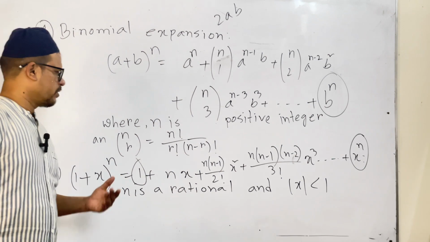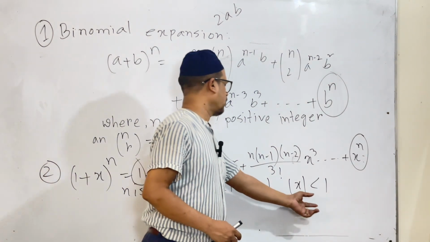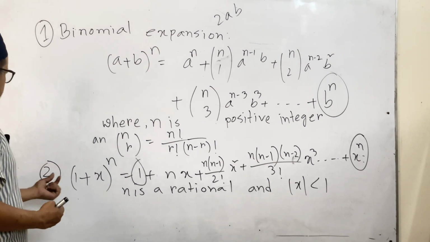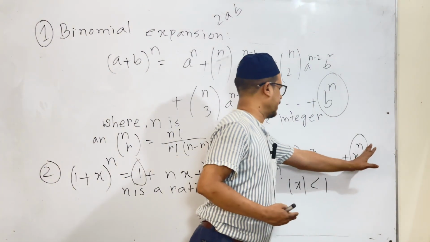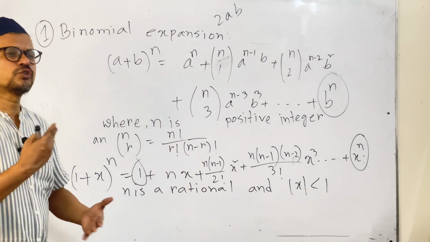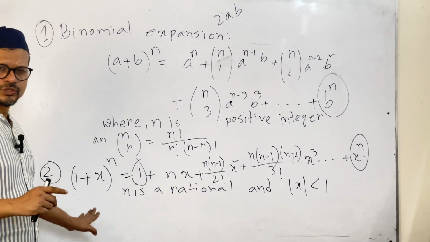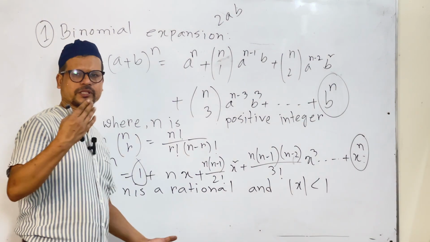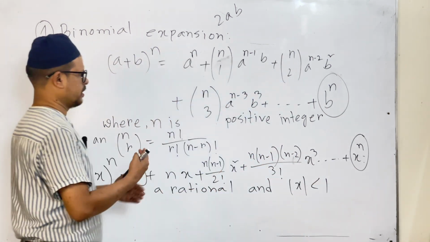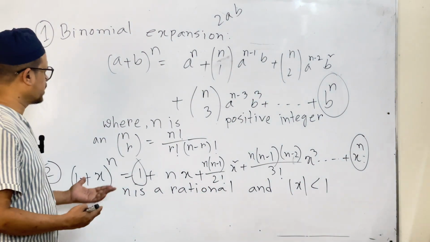Here n is a rational number and the absolute value of x is less than 1. For remembering, you have to realize that the first term is 1 and the last is x to the power n. Actually, 1 to the power n is just 1, so it is not necessary to think about 1. That's why you simply think about x. Here x, x square, x cube, so this expands finally to x to the power n. We don't think about 1, we just think about the coefficient.